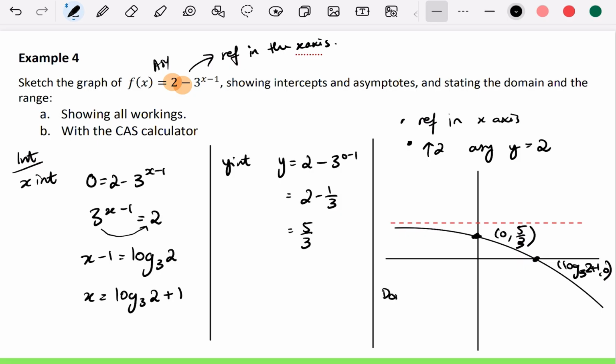Now the domain for this function is R, and the range, the highest y value I can see, or the lowest, sorry, is negative infinity to 2. And I've just noticed I've not labeled my asymptote, which you would also lose a mark for. Okay, so this is what your graph should look like. You should also label the axes.